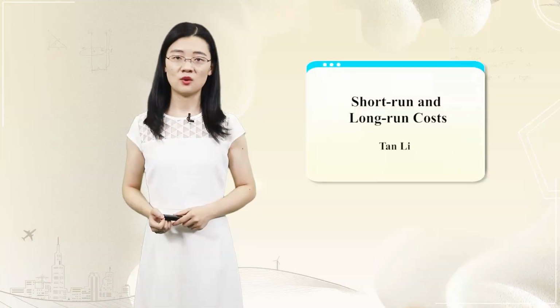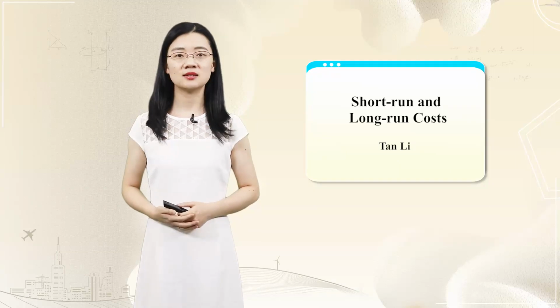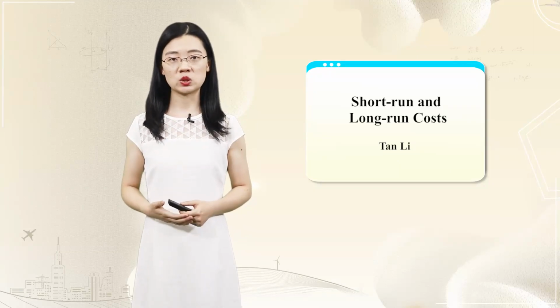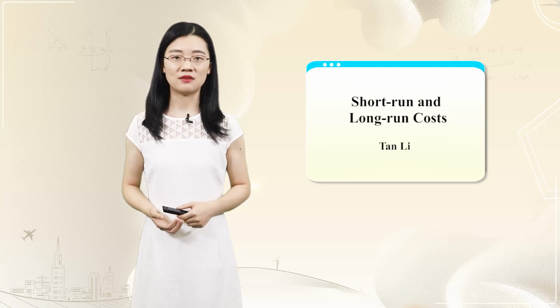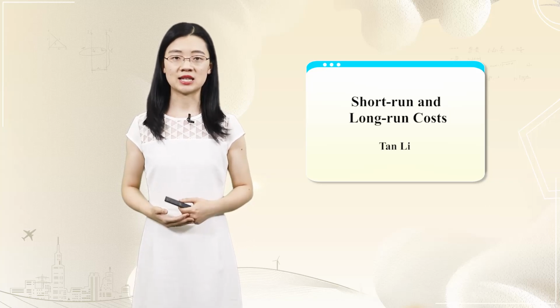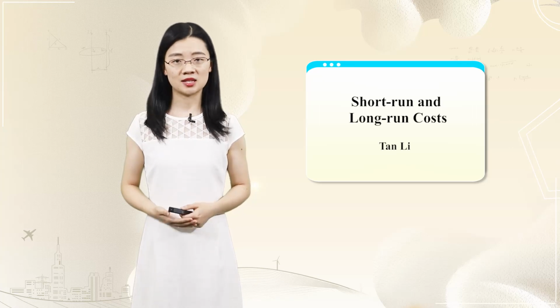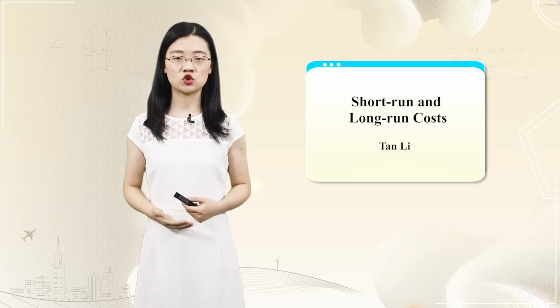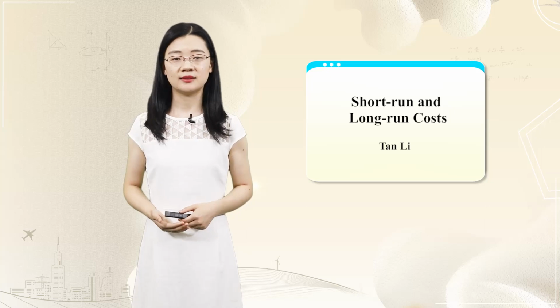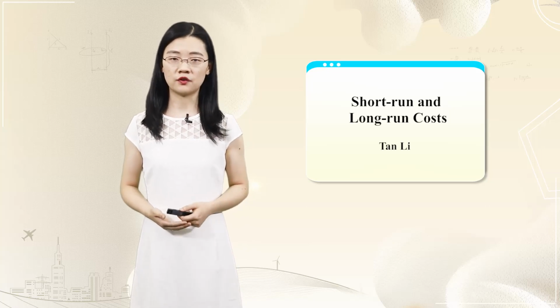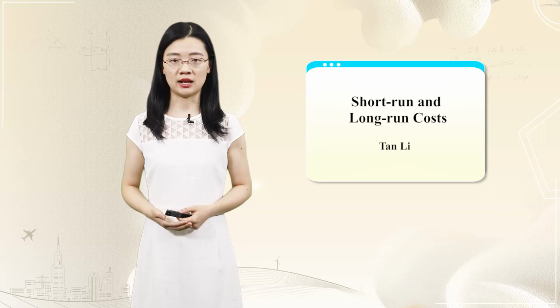Hello everyone, welcome back. In the last lecture, we solved the cost minimization problem and found that the total cost of a firm is a function of its output level. Next, we will distinguish between short run and long run and see how the cost of a firm changes with the output level.